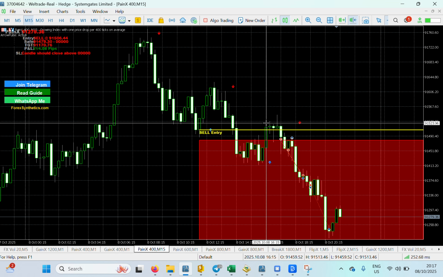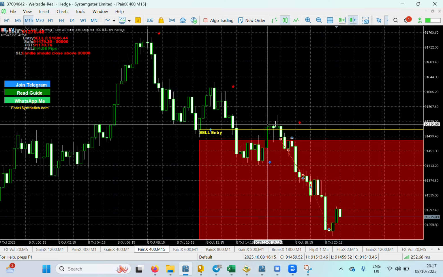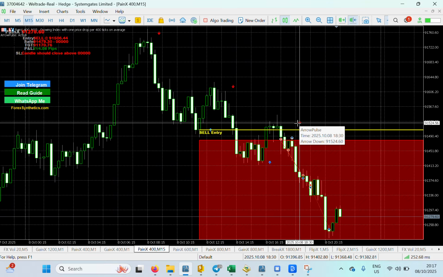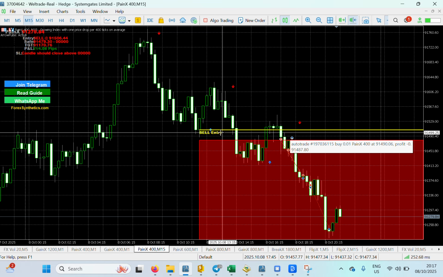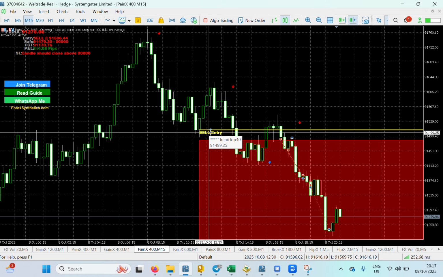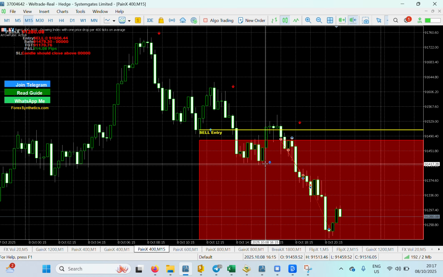I waited for the market to retest here because I was waiting for another arrow to come, and then the market gave me another arrow. That's when I entered. Remember, if you're seeing a sell entry like this and then the market gives you a buy arrow, don't enter the sell entry, because now the signals are contradicting each other. Don't enter those things. Okay, that's another rule.